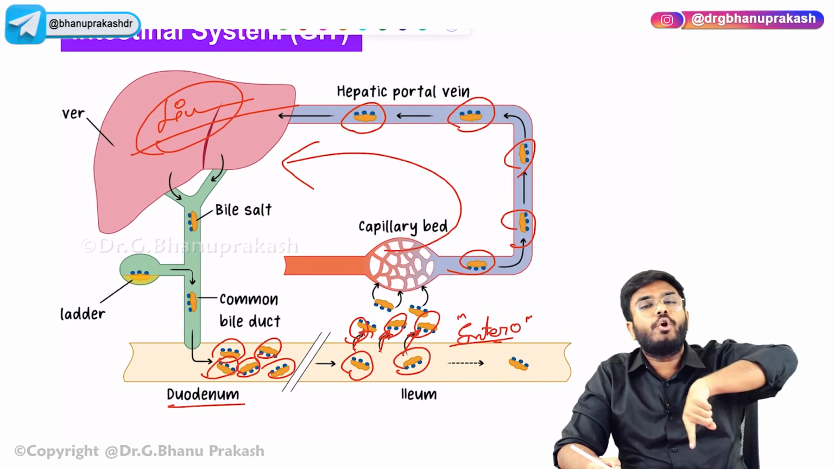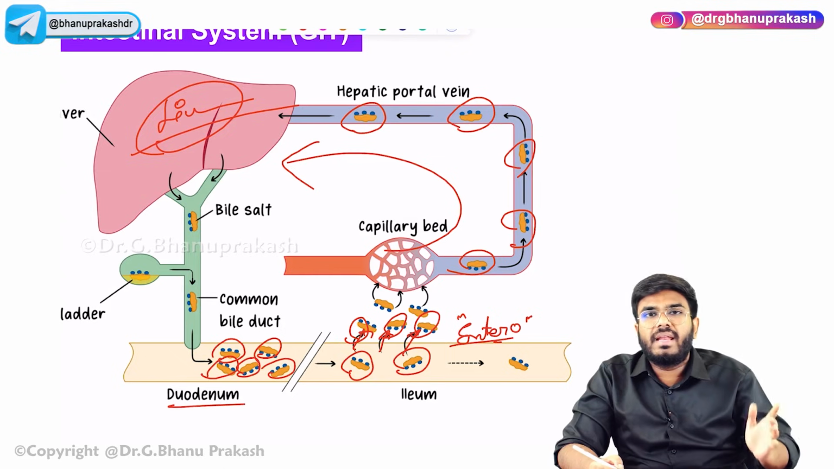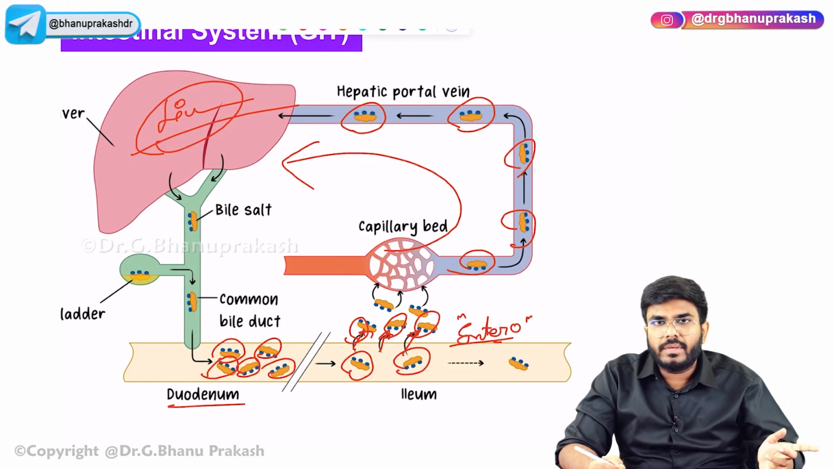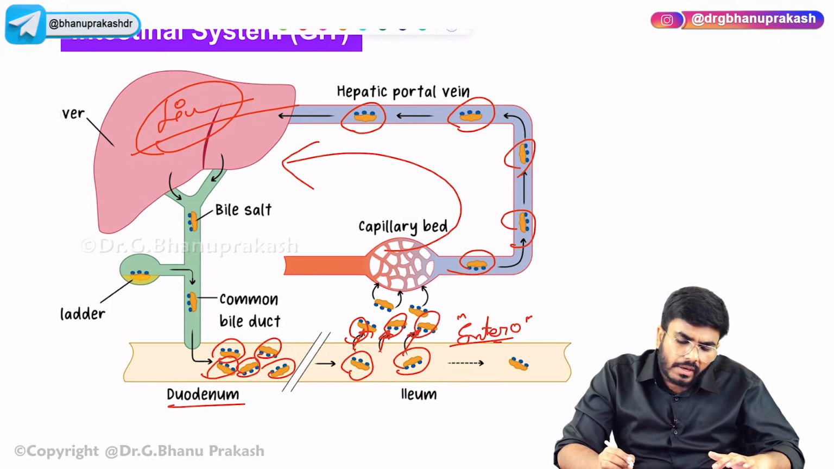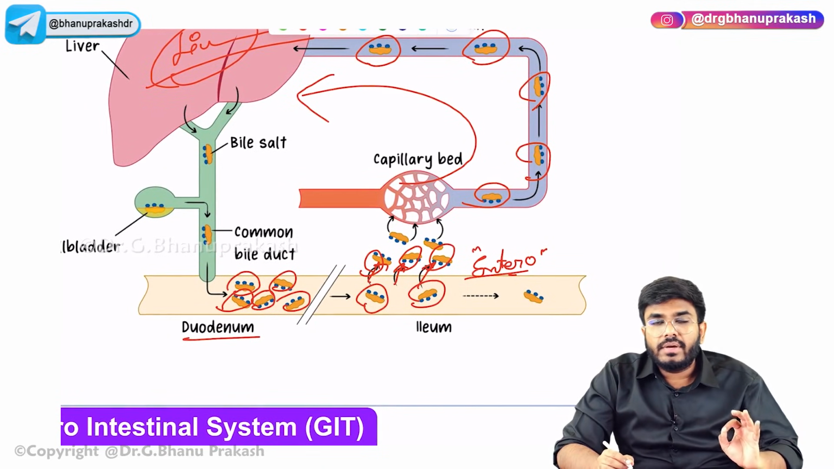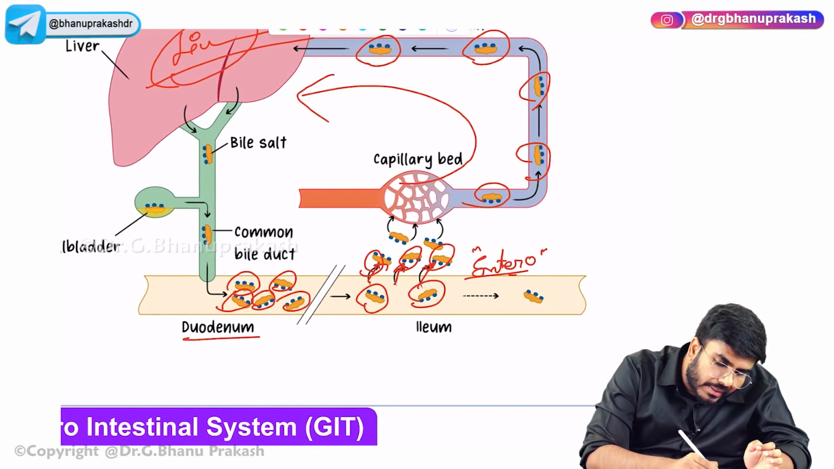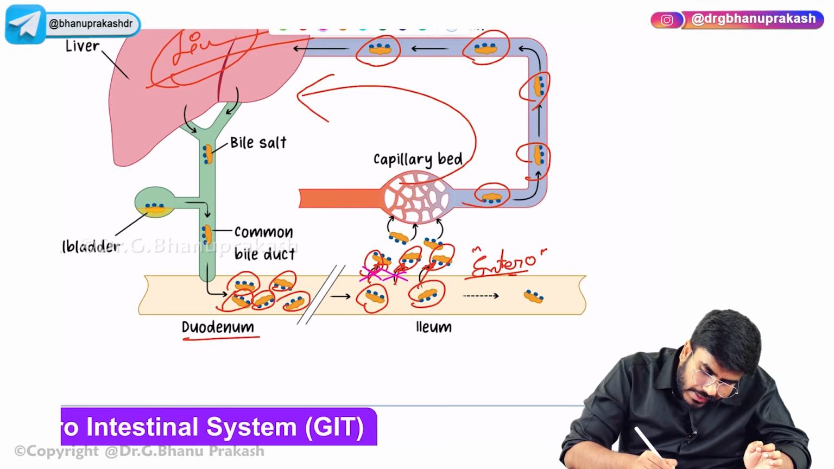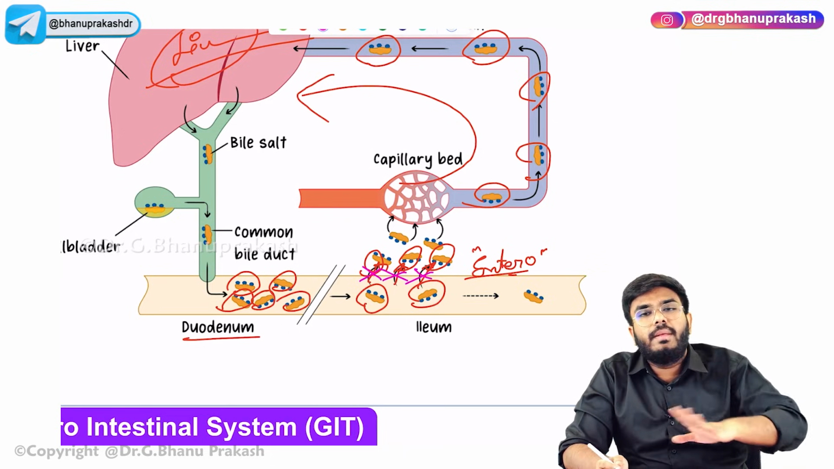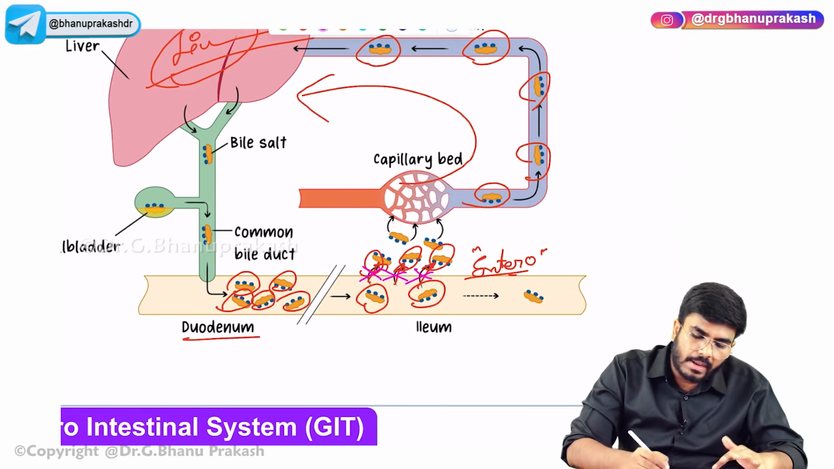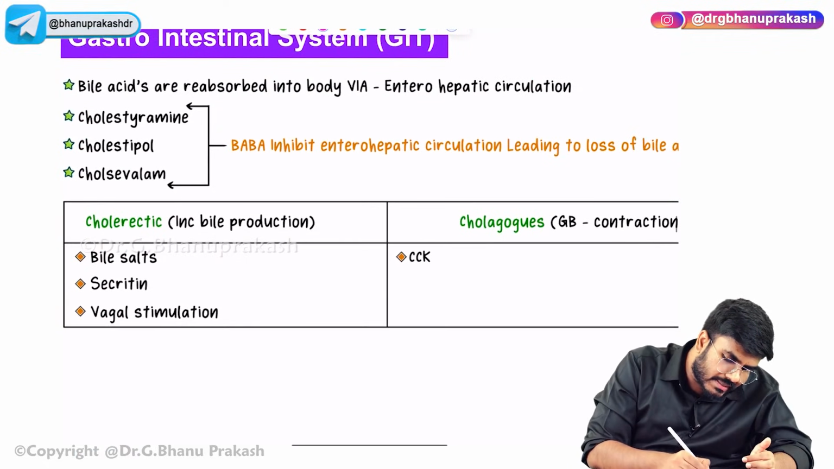Reuptake. So there is enterohepatic reuptake of bile acids. Now remember, there are certain drugs which will inhibit this reuptake. If you give that drug, this reuptake will be inhibited. Those drugs are called as BABA drugs.